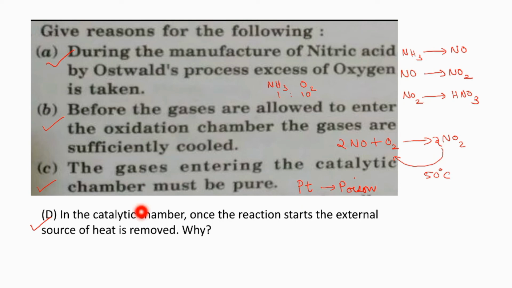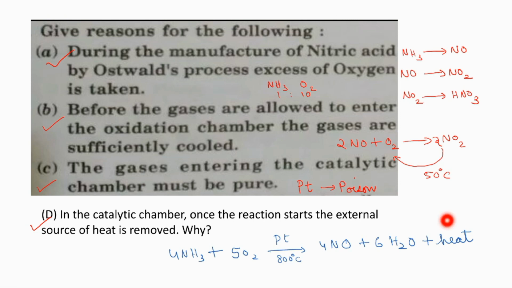In the catalytic chamber, once the reaction starts, the external source of heat is removed. Why? We didn't discuss that, but now I will say. In the catalytic chamber, what will be the reaction taking place? Ammonia will be combining with oxygen to form nitric oxide and water. This reaction is highly exothermic. Too much amount of heat will be liberated as a result of the reaction. So, for this reaction, we need to heat the catalyst only in the beginning to 800 degrees Celsius. Later, it is not required. Why? Because heat will be generated as a result of this reaction. So, with this heat itself, the reaction will be carried out. Got it? You can just write like that.